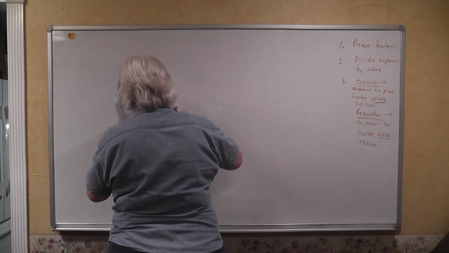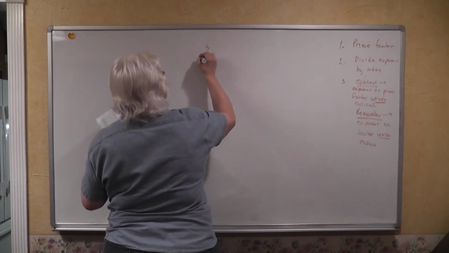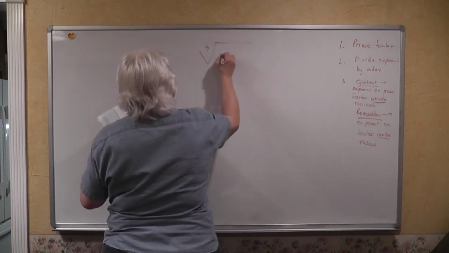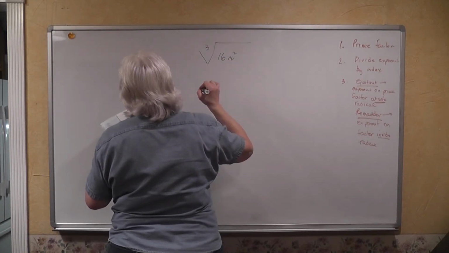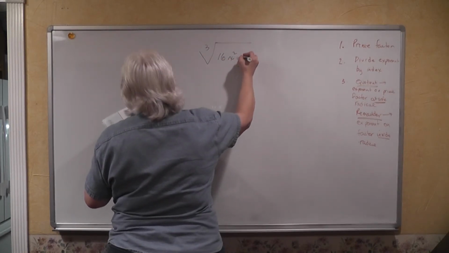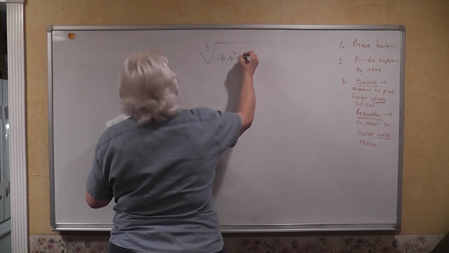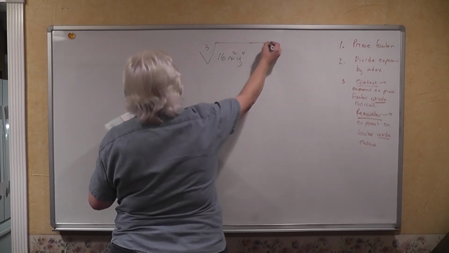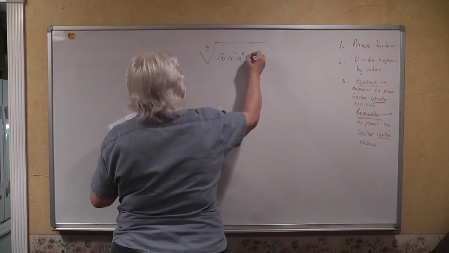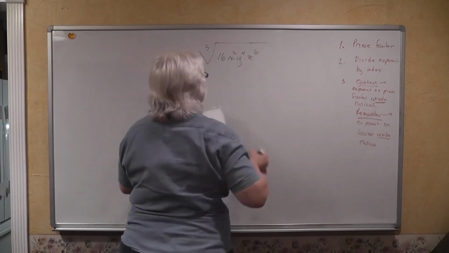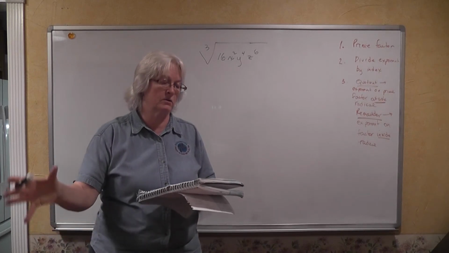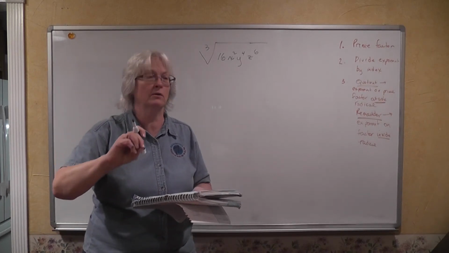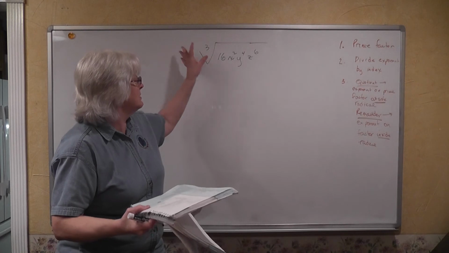We want to simplify the cube root of 16x squared y to the 4th z to the 6th. And here they are going through and translating this into fractional exponents.